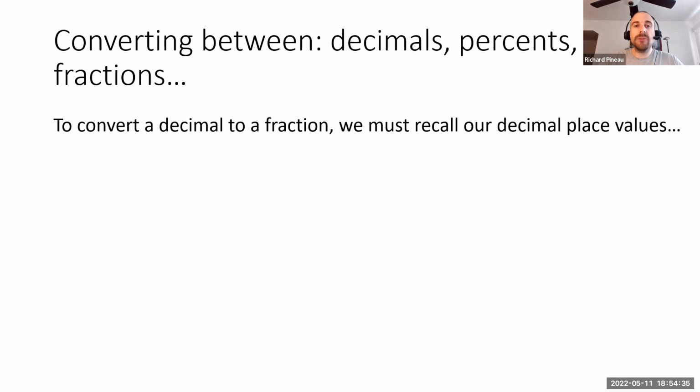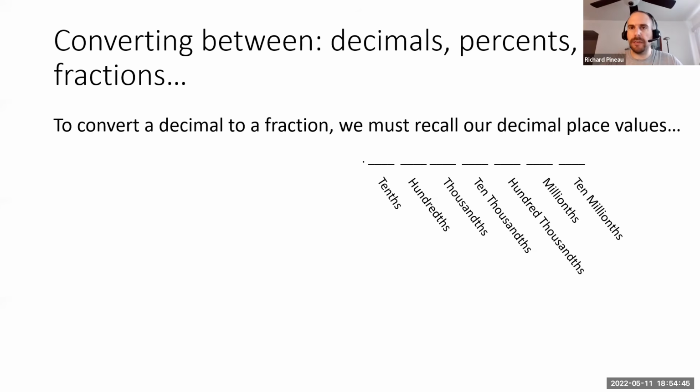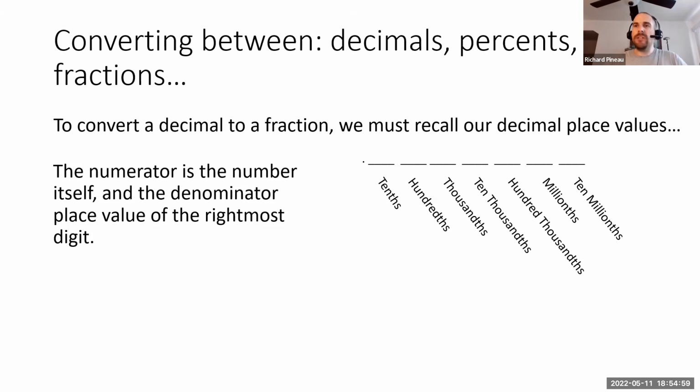To convert a decimal to a fraction, we have to recall our decimal place values. There they are as a point of reference for you, in case you forgot them: the tenths, the hundredths, the thousandths, 10,000ths, 100,000ths, and I added a few more, millionths and 10 millionths. We didn't have those in the large place value that we looked at in the earlier segment, but here they are. So here's how we do this.